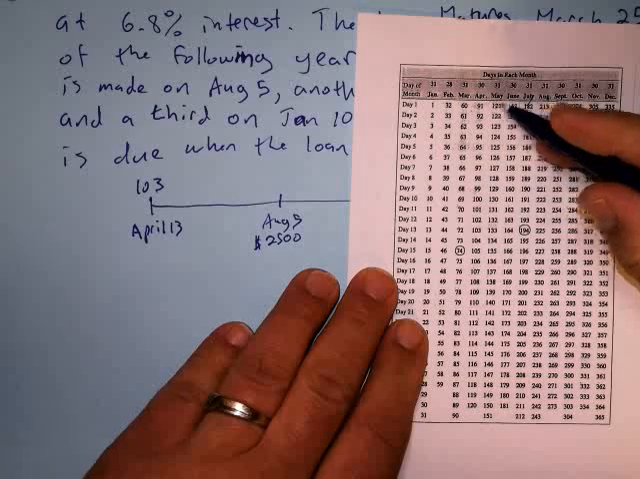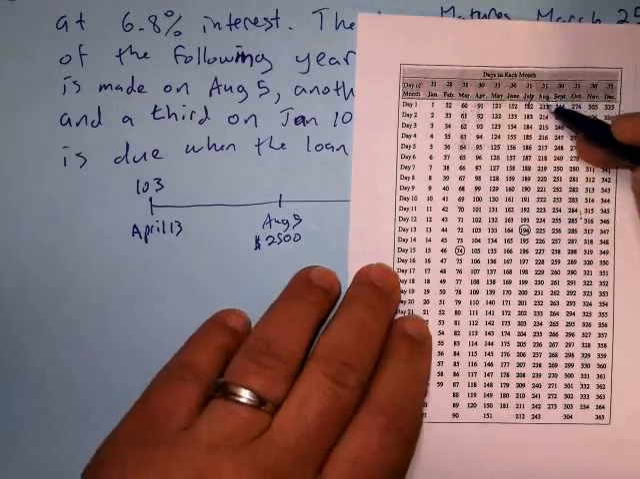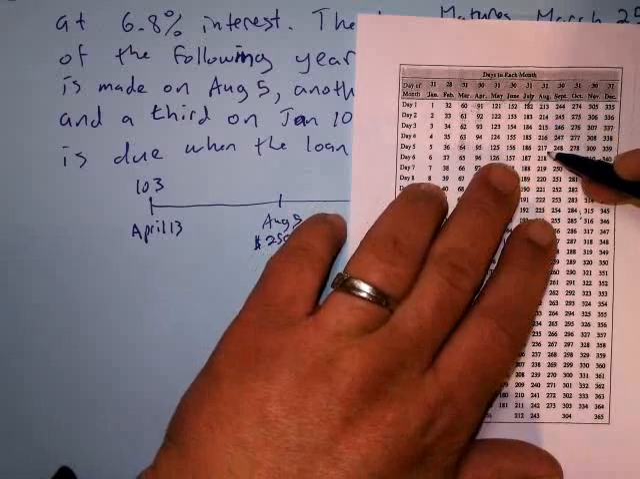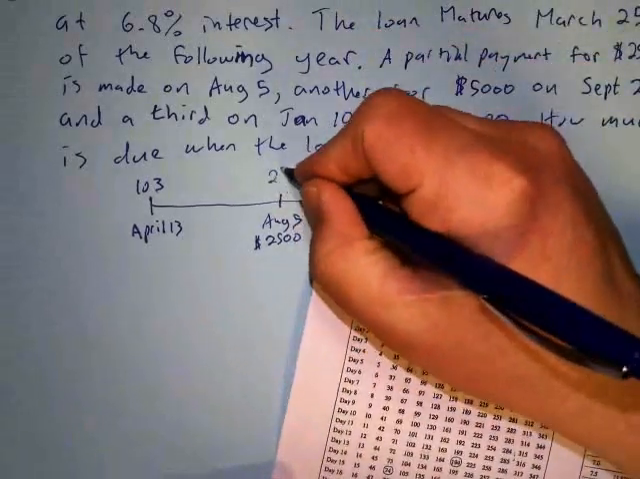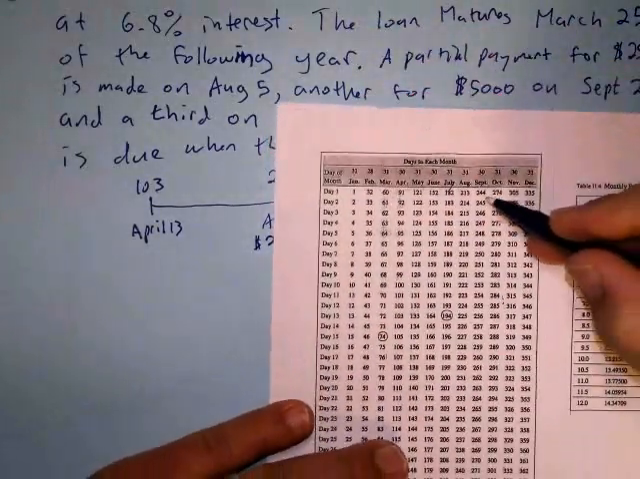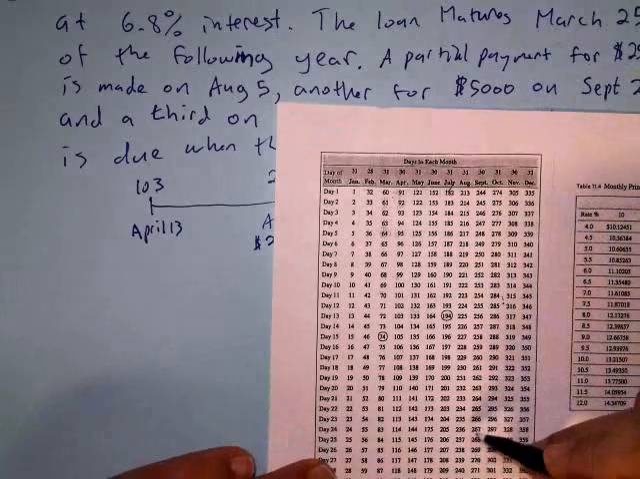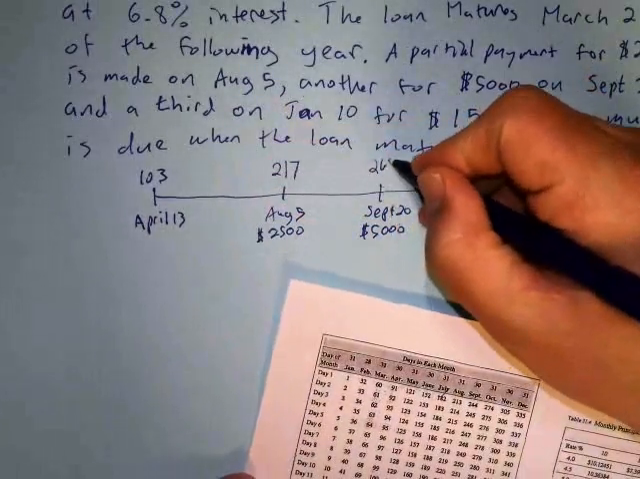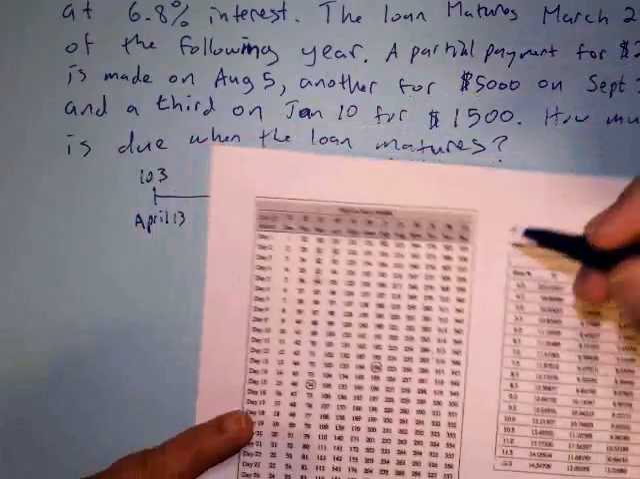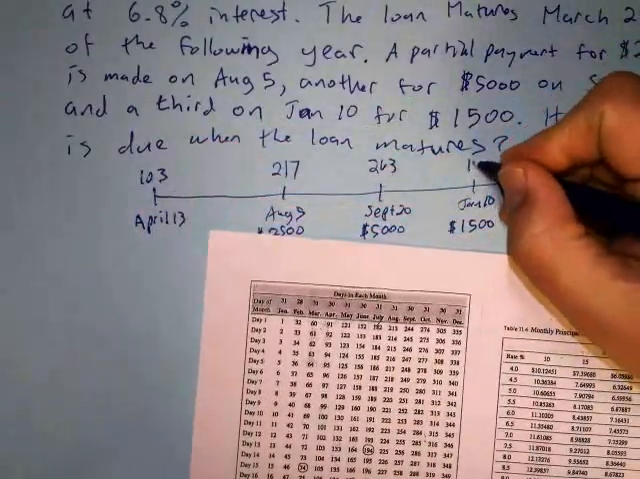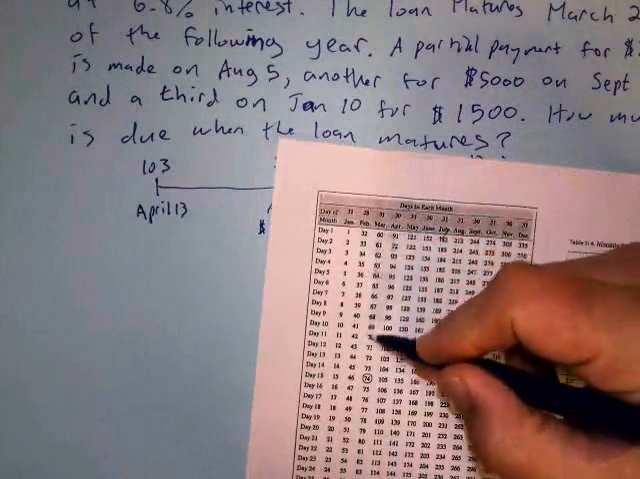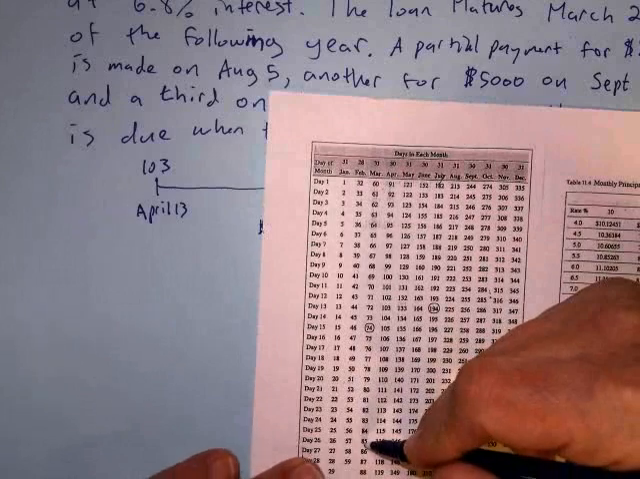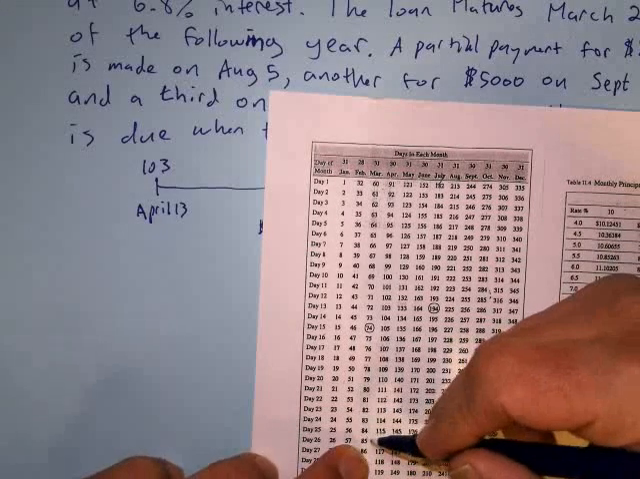August 5th would be the 217th day of the year. September 20th looks like it's the 263rd day of the year. And January 10th, this would be of the following year. That's, of course, the 10th day of the year. And then March 25th is the 85th day of... Nope, sorry, the 84th day of the year.